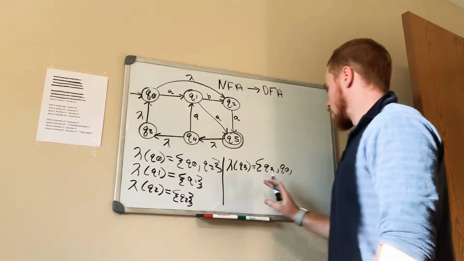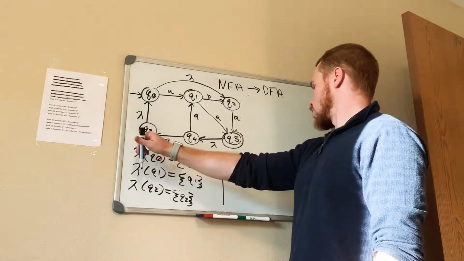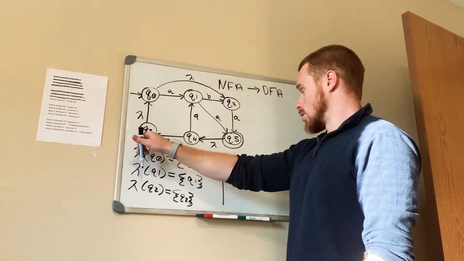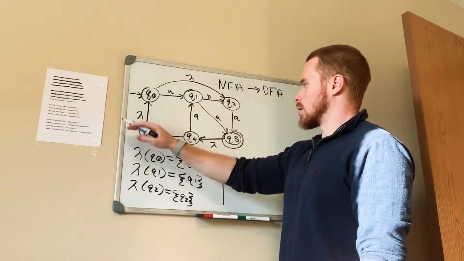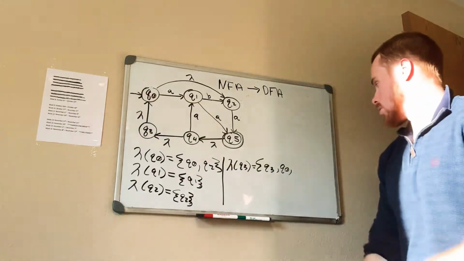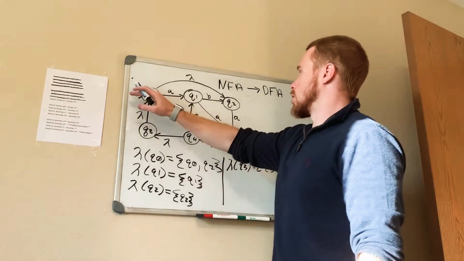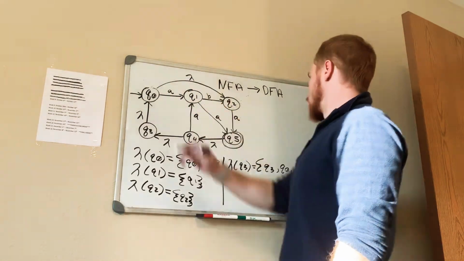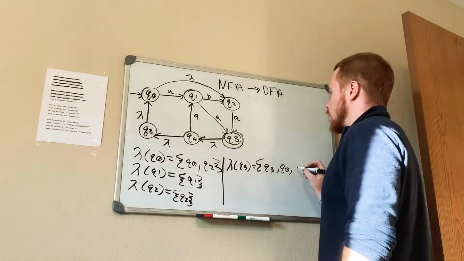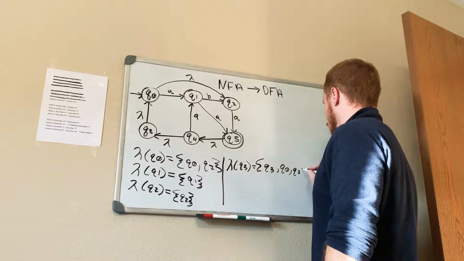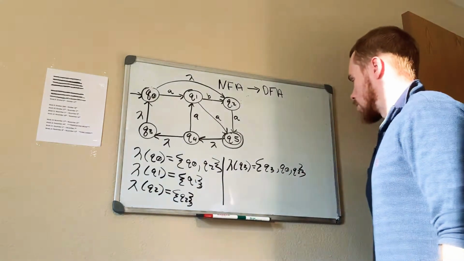But obviously you can look and say, hey, I was at Q3. You can use lambda as many times as you want. I can use lambda, get to Q0. Once you get to Q0, I can also get to Q2 using lambda again. So Q2 is also going to be a part of that lambda closure.